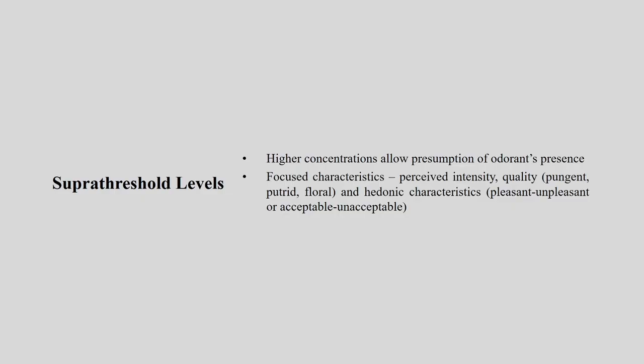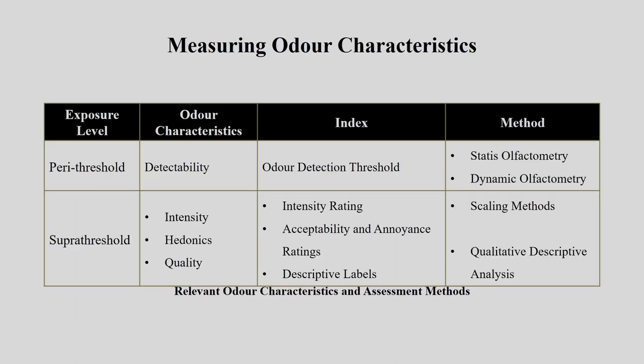And supra-threshold, that is the higher concentration, allows the presumption of odorants present and focuses on characteristics, that is the perceived intensity, quality and hedonic characteristics. Now, how do we measure? If we talk about the peri-threshold, we have detectability. How do we detect it? Odor detection threshold, static olfactometry and dynamic olfactometry. And if we talk about the supra-threshold, we have intensity, we have hedonics and we have quality.